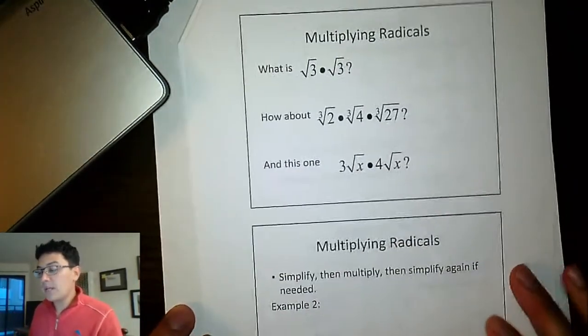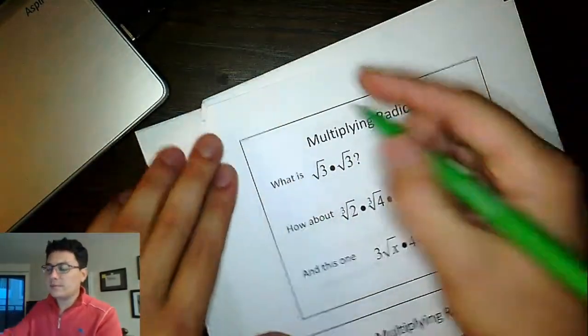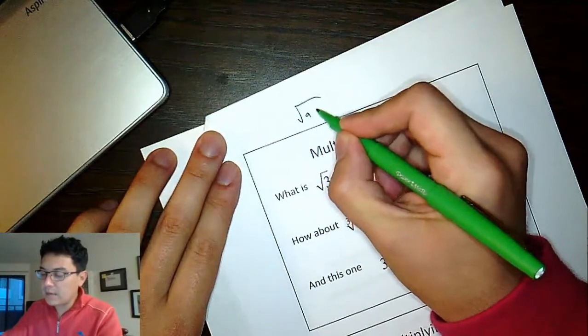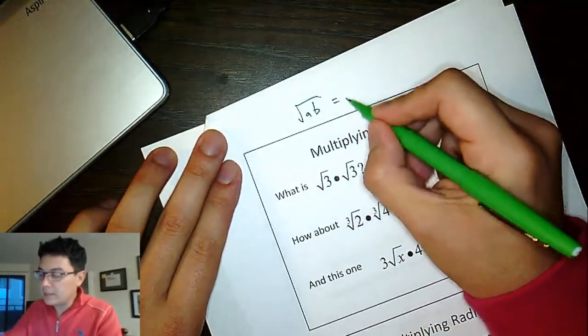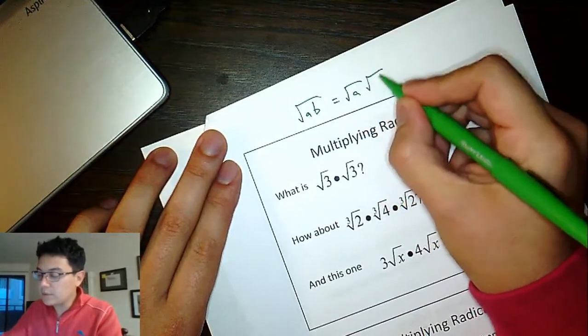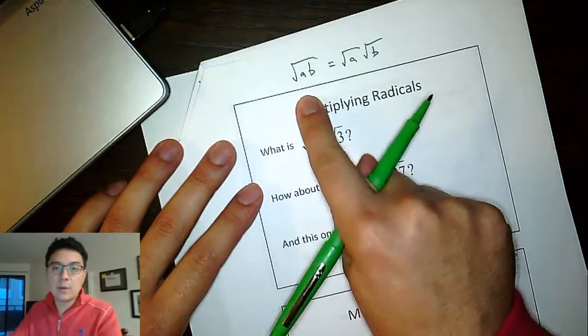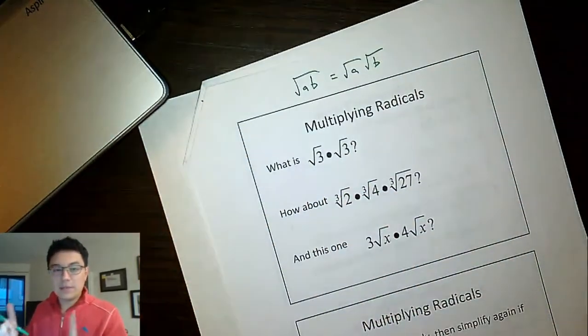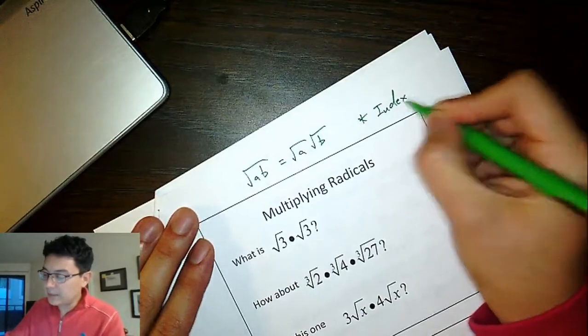All right, multiplying radicals. All multiplying radicals is just the product rule in reverse. The product rule says that if we have 2 things multiplied together and we take the root of it, it's equal to the product of the roots. All multiplying radicals is doing is starting here and going backwards. So here's the important part for this one: the indexes must be the same.